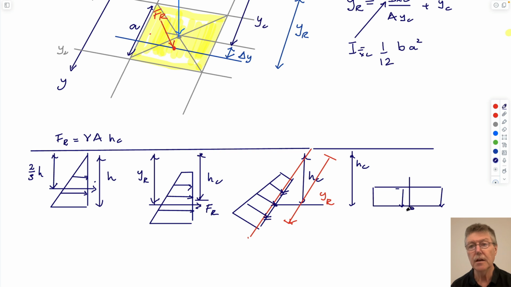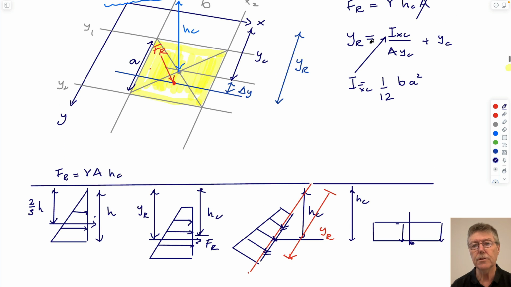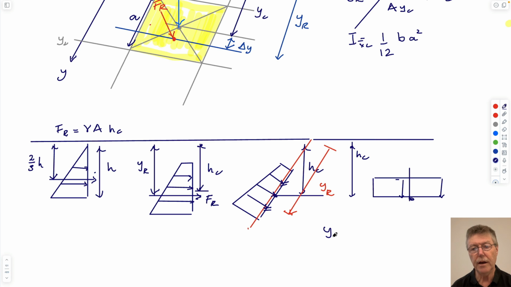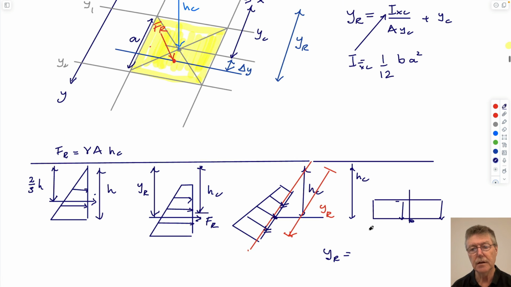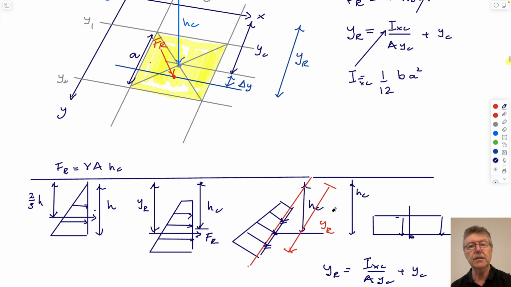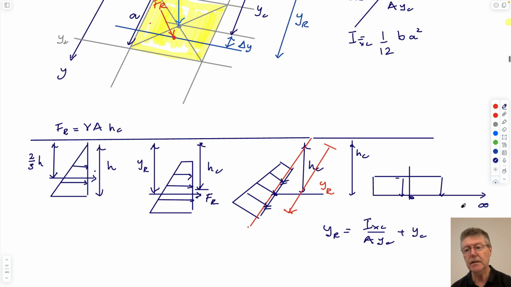This would be H_C. You could also calculate the location from this. So if you take Y_R as being equal to what we have here, I_xc over A Y_C, times Y_C plus Y_C, you can imagine that the distance to get to this would be to go infinitely far in this direction to get to Y, where it intersects the fluid surface. So if you imagine this as being not flat, but just slightly inclined, then to get to your intersecting surface, this distance Y_C has to be pretty much infinite.